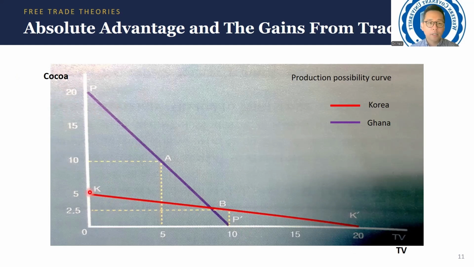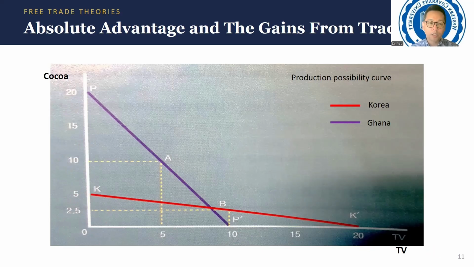Assume that Korea is making only TVs, then they can make 20 TVs, but 0 cocoa. And Ghana, let's say they make only cocoa, then they make 20 cocoa, but 0 TVs. If they decide to do both, then 10 cocoa and 5 TVs. That's what Ghana can produce. And if Korea decides to make both of them, then 10 TVs and 2.5 cocoa is what they can produce.